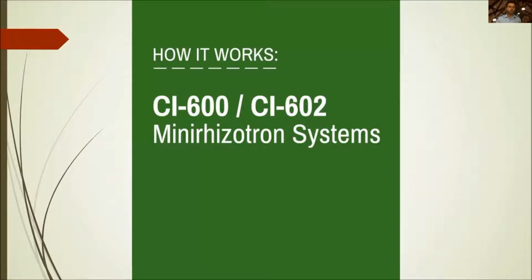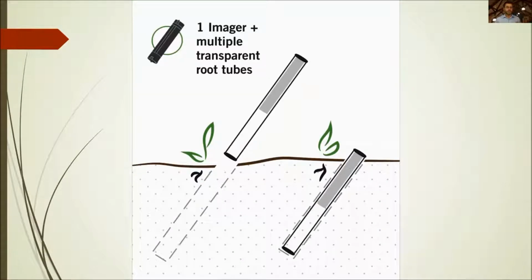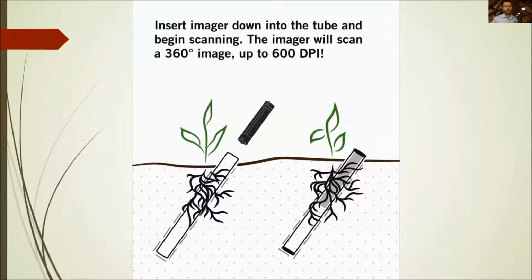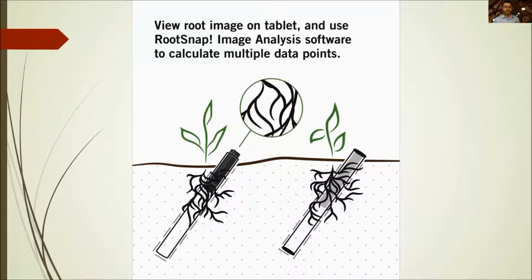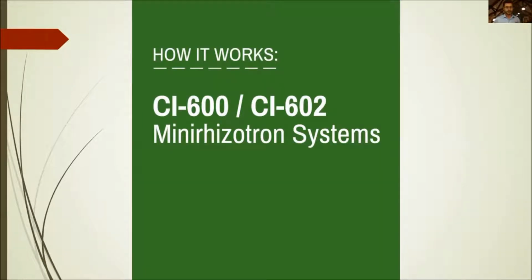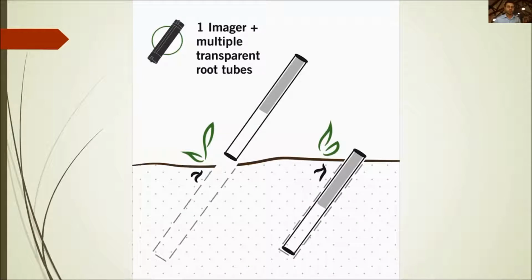Now I'm just going to go over a little bit of how the systems work. You have the tube in the ground. You just dig a hole in the ground, install the tubes, and allow the roots to grow around them. Once that has happened, you can insert the imager into the tube and begin scanning. The imager will go around 360 degrees for a full scan, and you can change the depths with it. Doing that, you're able to get a much larger picture of the root system you're looking at.